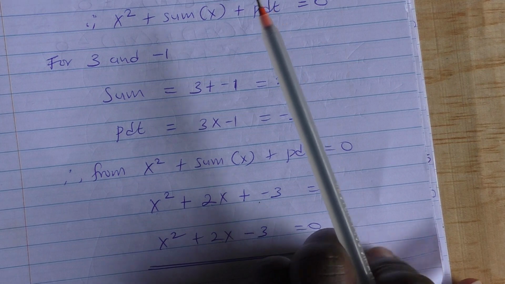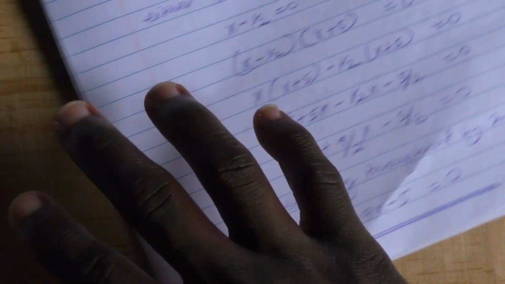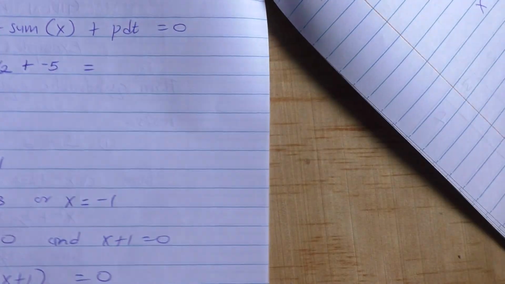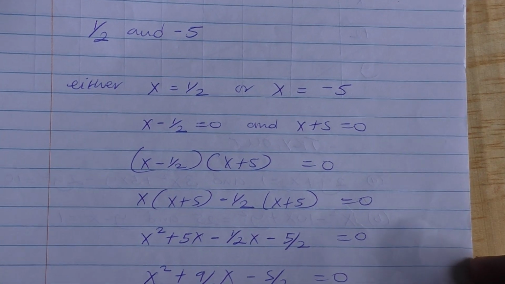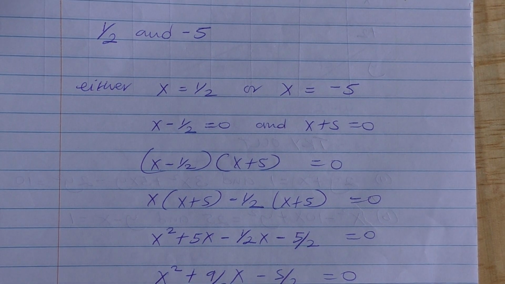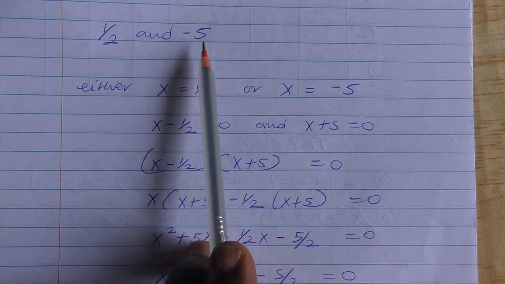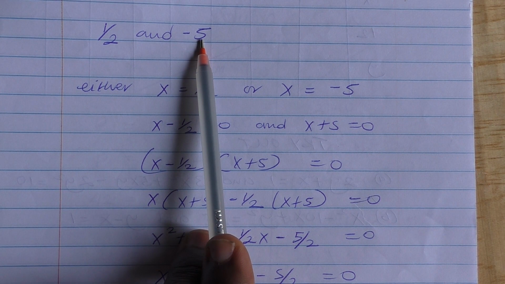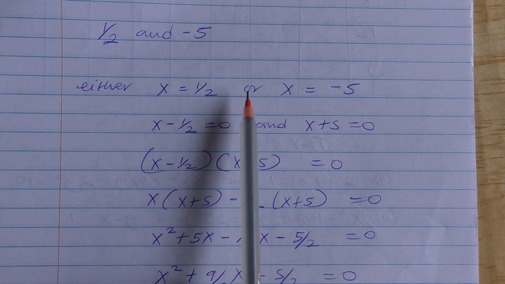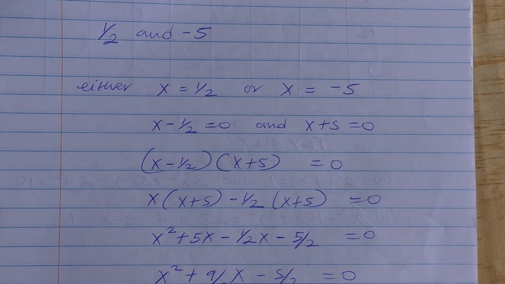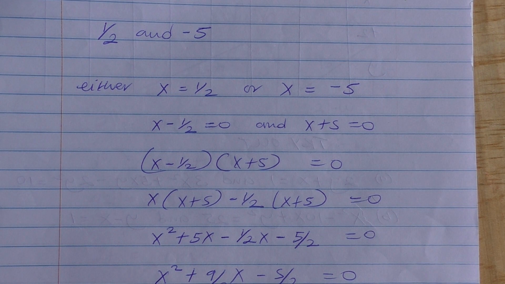Let us look at one more example. In our second example, the roots are 1/2 and -5. So we can get the sum and the product, then we feed in our equation. Or this time round, we are using another technique, which is also very simple.